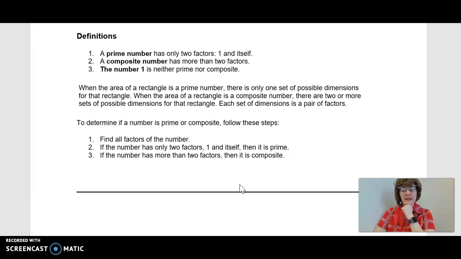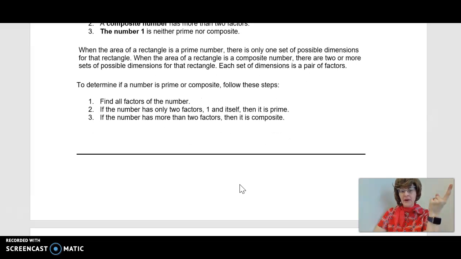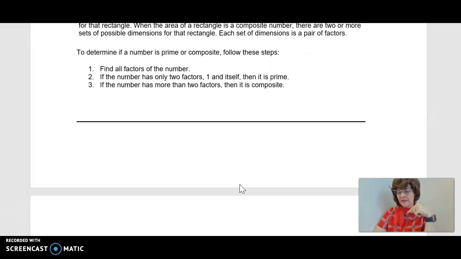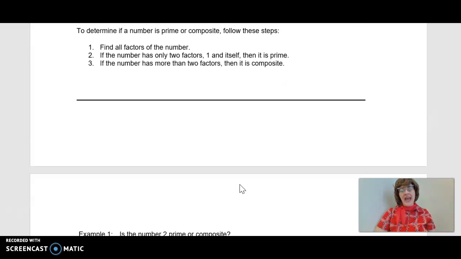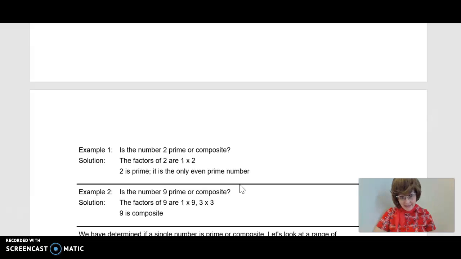So to determine if a number is prime or composite, follow these steps. Find all the factors of the number. If there's only 2 factors, one and itself, then it's prime. If the number has any more than that at all, then it is composite. And it cannot be prime and composite at the same time.